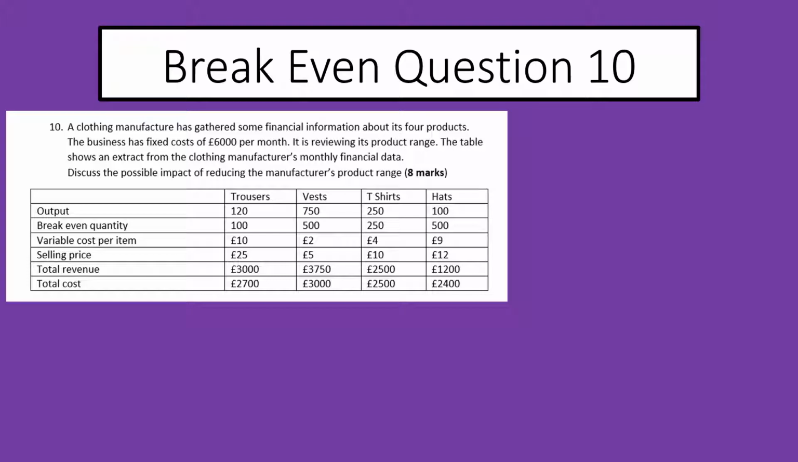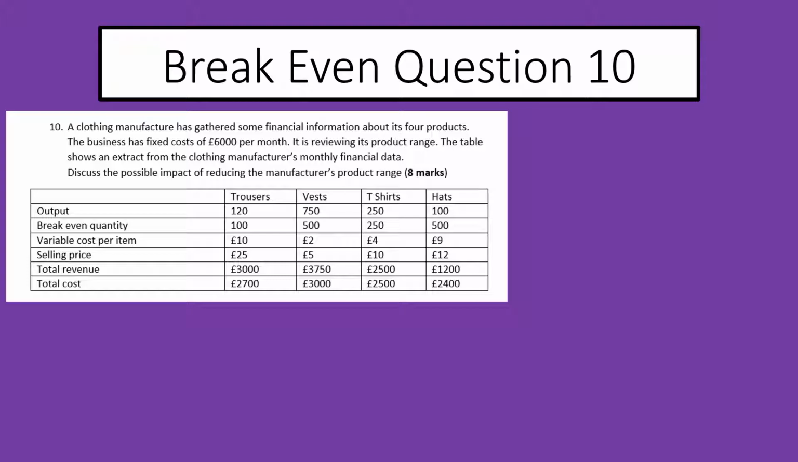Output is how many they are making. So they're making 120 pairs of trousers, 750 vests, 250 t-shirts, 100 hats. Break-even quantity. They've told us how many of these things they need to break even. They've told us how much the variable cost is per item, how much it sells for, and therefore how much total revenue there is for each product. They've also told us how much the total cost is for each product.